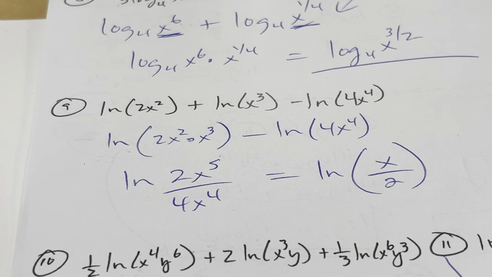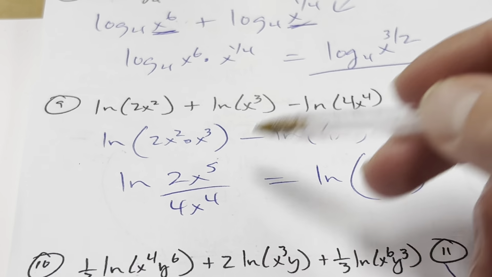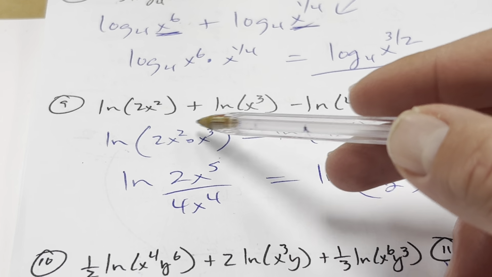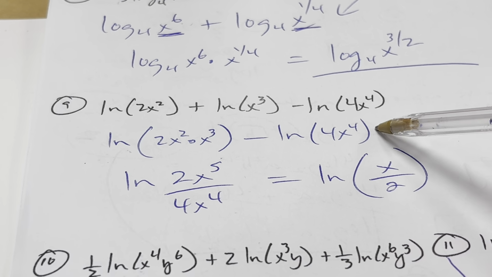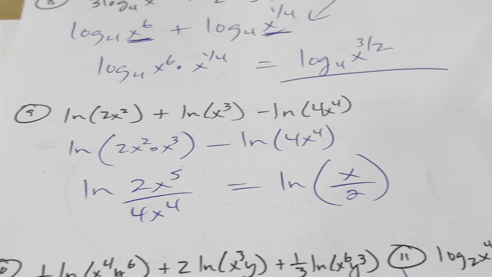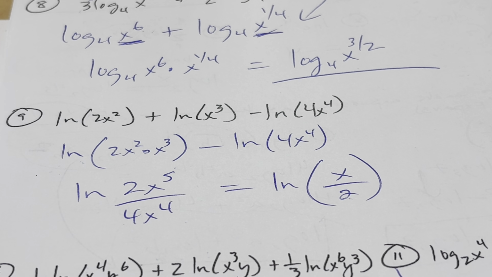All right, number 9 right here: natural log of 2x squared plus natural log of x to the third minus natural log of 4x to the fourth. In the log world, addition means multiplication, and subtraction is division. So it'd be natural log of 2x to the 5th minus natural log of 4x to the 4th, and then we put them together as such. Highest power up top, and you've got a 2 in the denominator: natural log of x divided by 2.